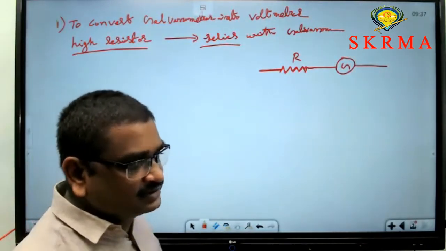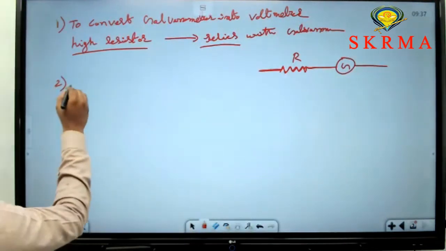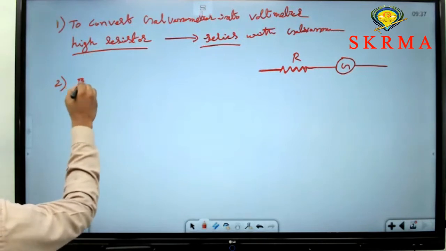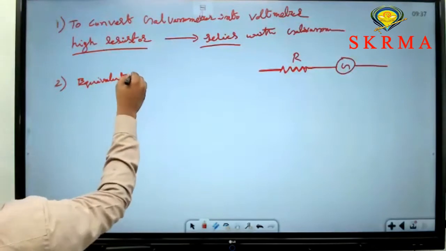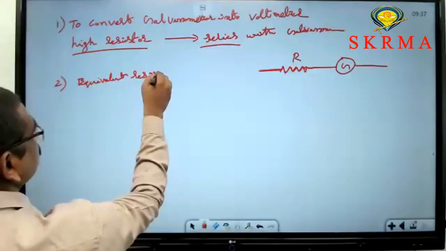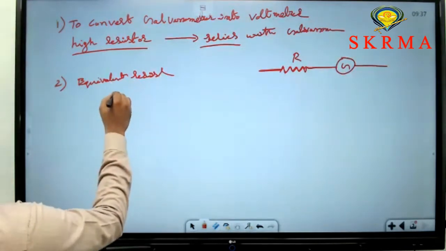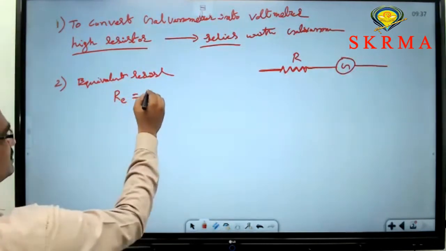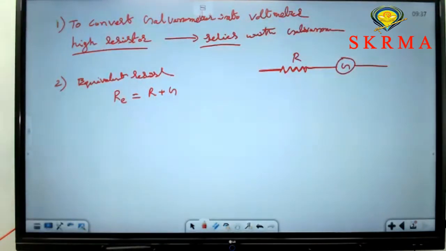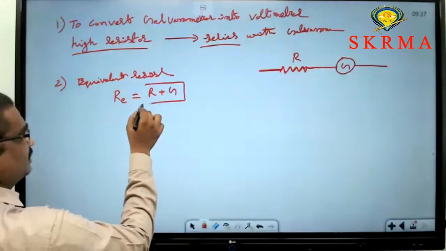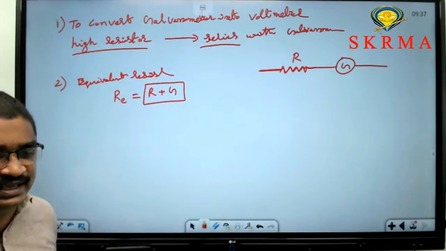Next. In this case, what is the equivalent resistance? What is the value of the equivalent resistance here? R plus G. These two are in series, right? So R plus G is the equivalent resistance in this voltmeter concept.